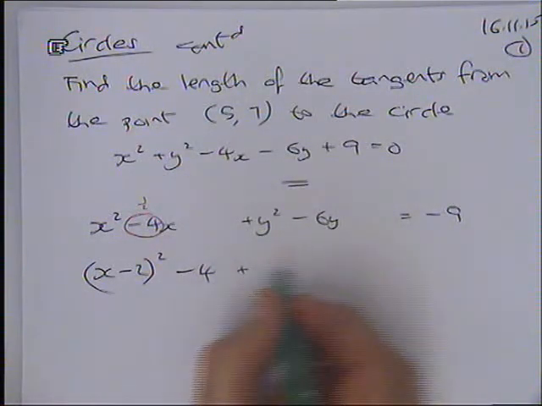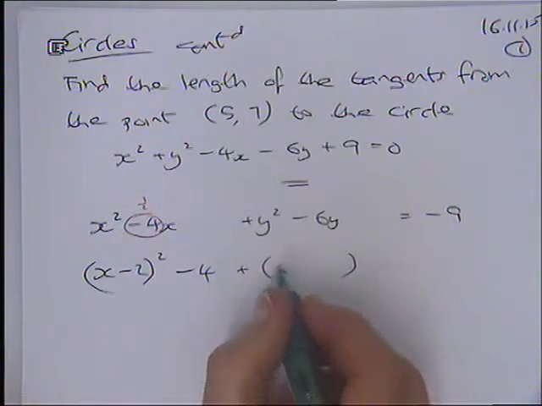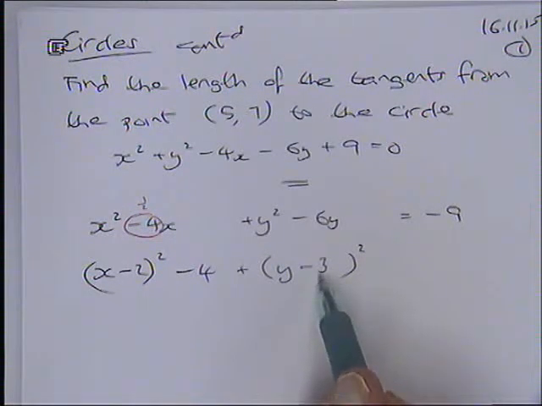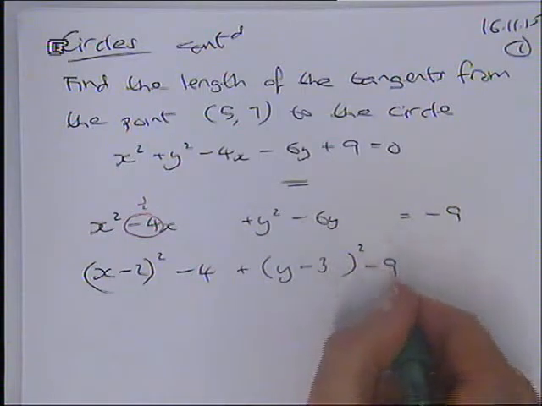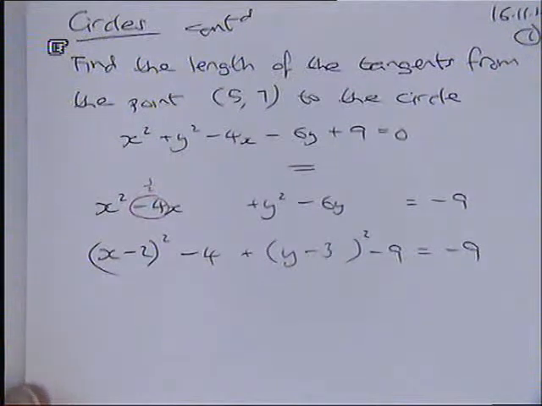So over here, we're going to do the same thing. Half of that minus 6 is minus 3. So that's what will be in the bracket there. What will just appear in here now that I don't want? A 9, yeah, from the minus 3 squared. So we'll take that 9 off straight away, and I've got the minus 9 over there.